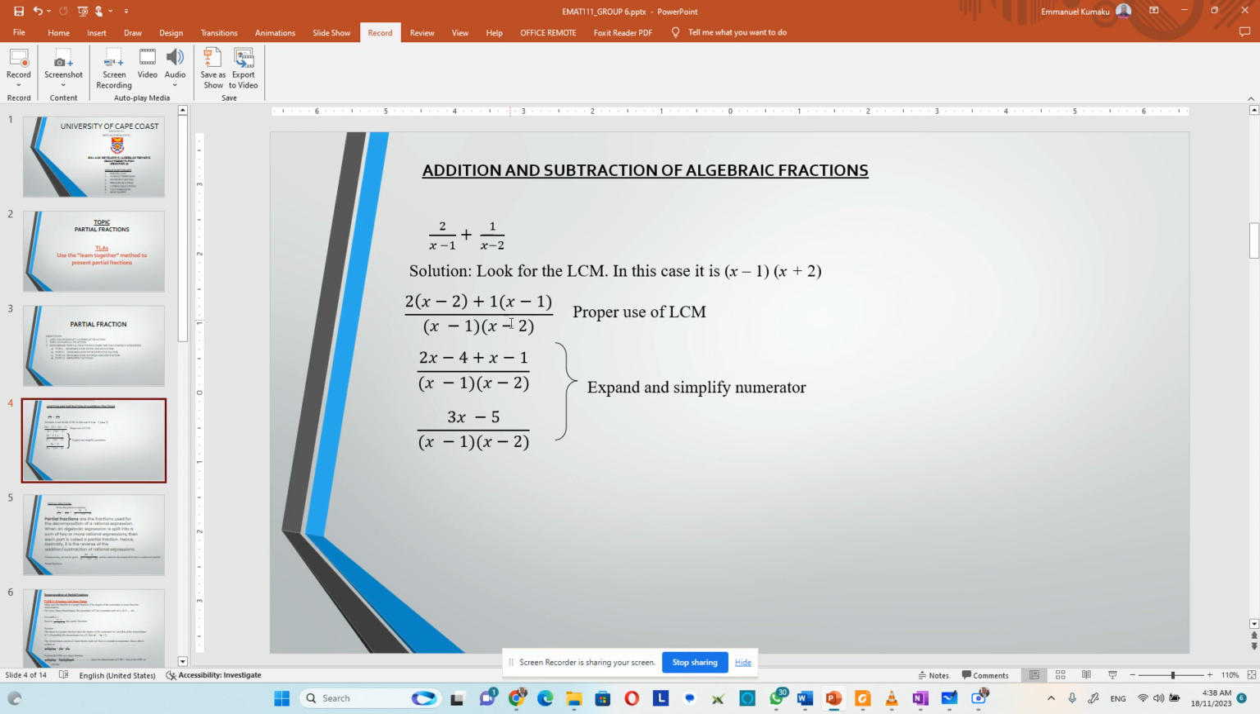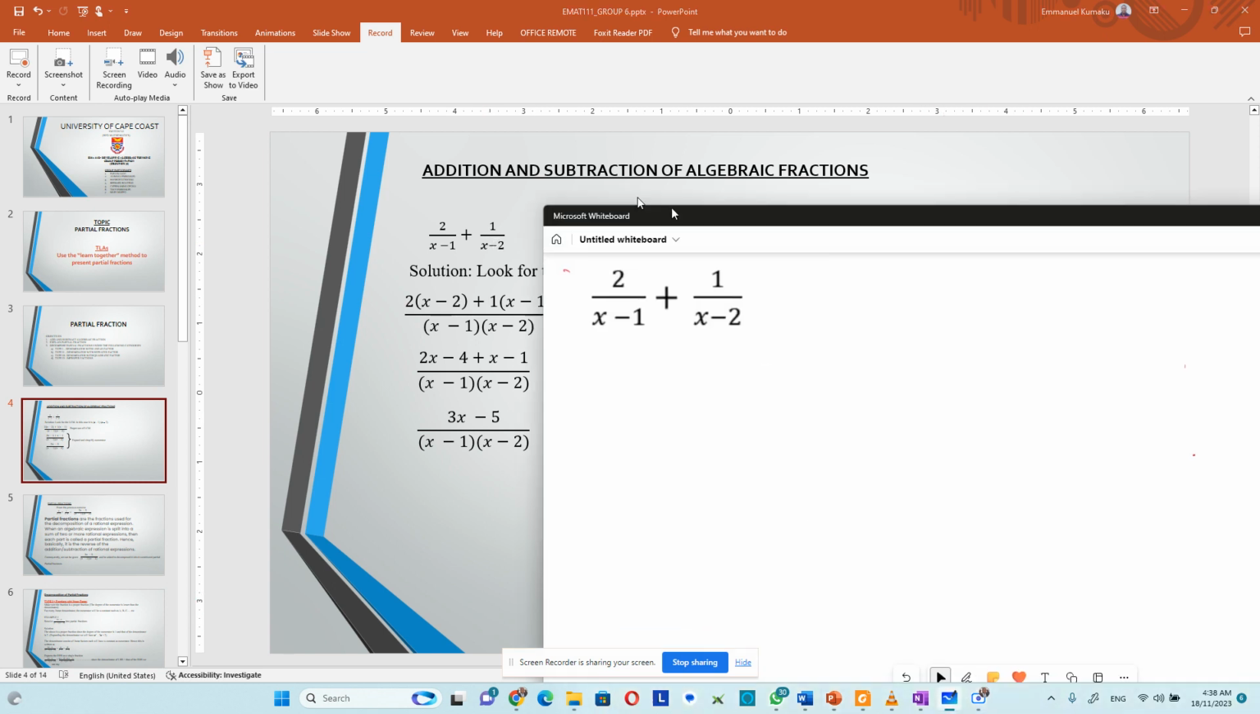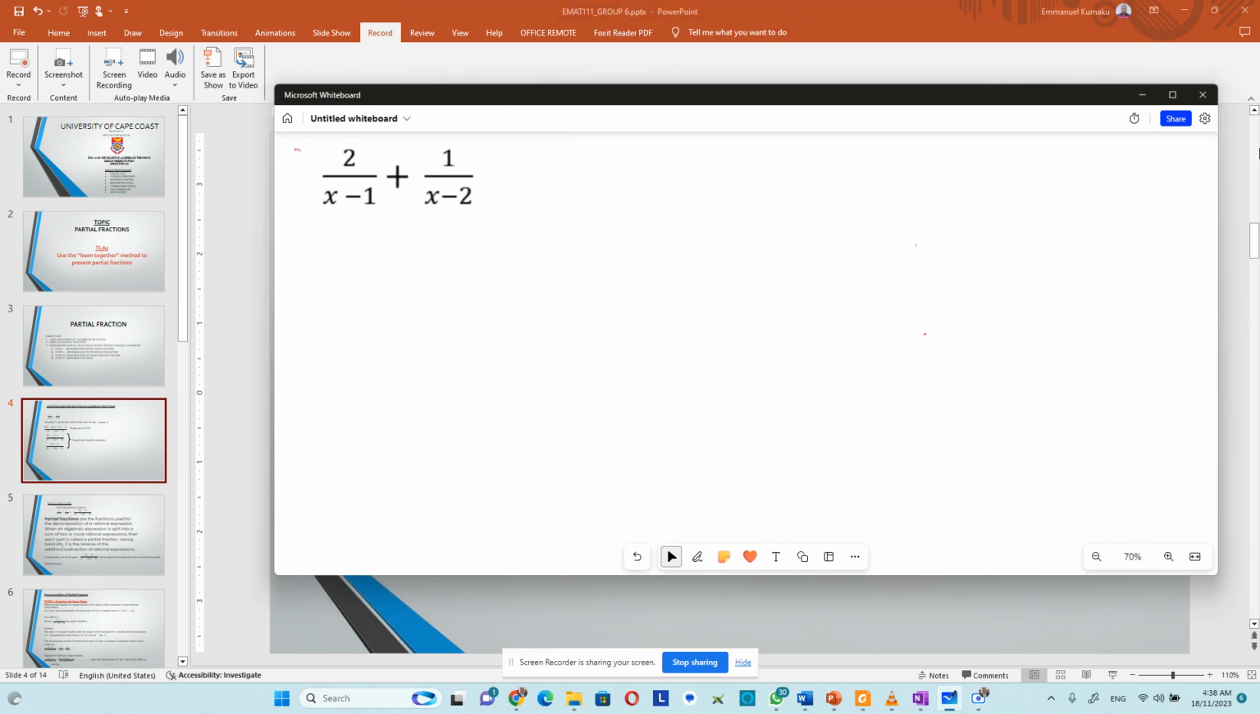Okay, quickly, there's a problem. These two algebraic fractions are to be added. Let's look at how it is performed. 2 over x minus 1 plus 1 over x minus 2. Ideally, we always look for the LCM. So the LCM is x minus 1, x minus 2. So this will take care of this.